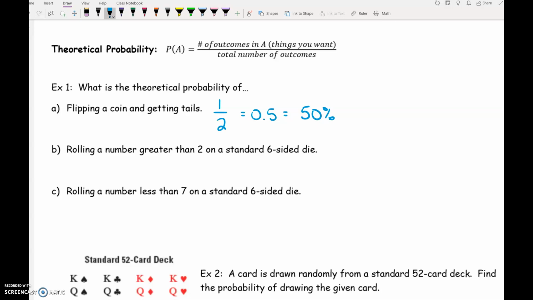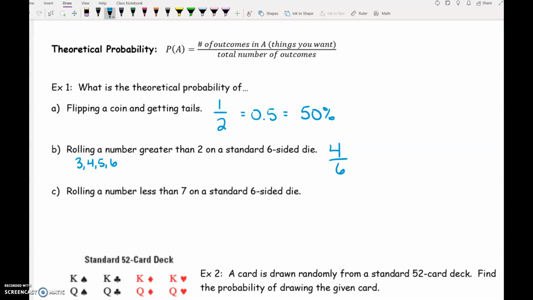Rolling a number greater than 2 on a standard 6-sided die. So die is the word that means like a singular of dice. Standard 6-sided die means that it's got the numbers 1 through 6 on it, and it's not weighted or cheating in any way. So we want a number greater than 2. Does it say greater than or equal to, or just greater than? Greater than. So we'd be okay with 3, 4, 5, or 6. That's 4 outcomes that we want out of 6 possible outcomes.